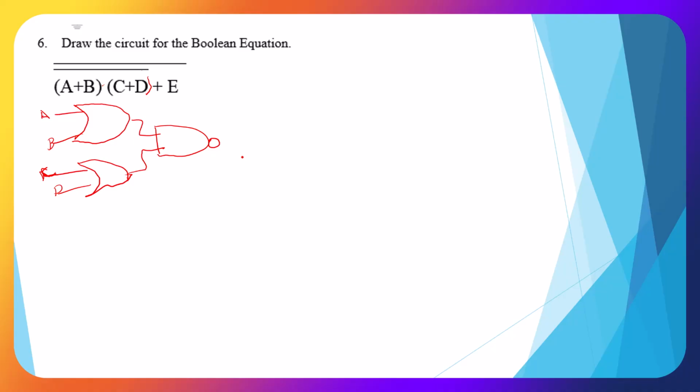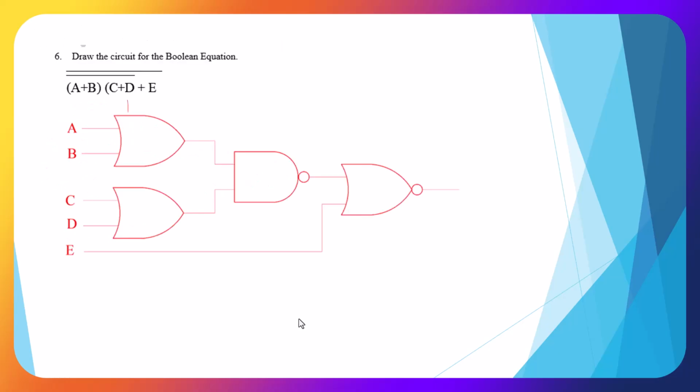So we have plus E, which is going to be an OR. With the bar, it's going to be a NOR. Good. And here we have our pretty CAD drawing. ORs are addition, multiplication are ANDs, and addition with a bar is a NOR.